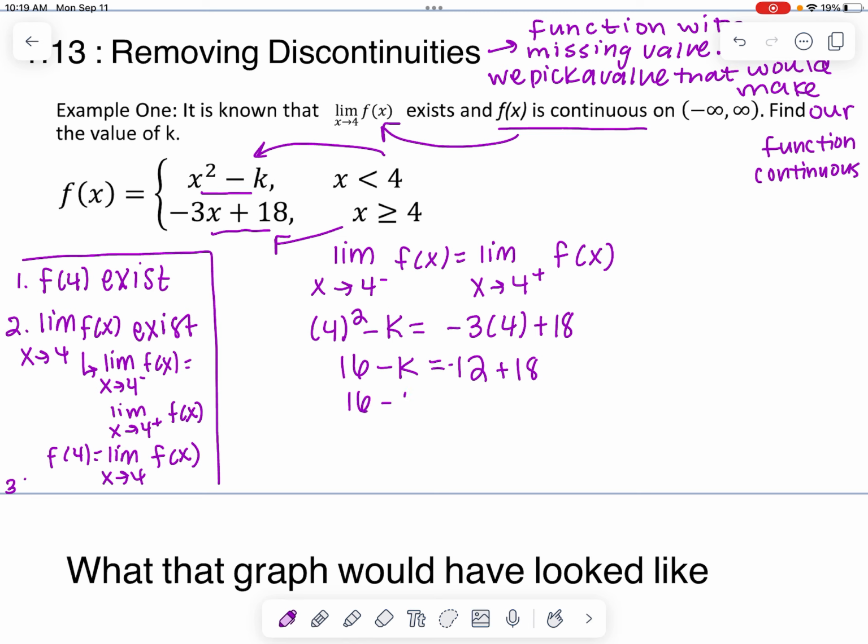So I'm just going to clean this up. Negative 12 plus 18 is 6. Subtract 16 on both sides. I get negative k equals negative 10, and then therefore k equals 10.